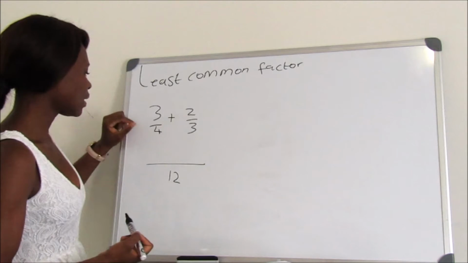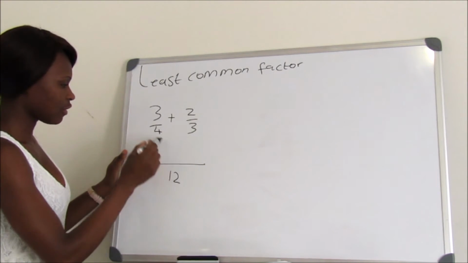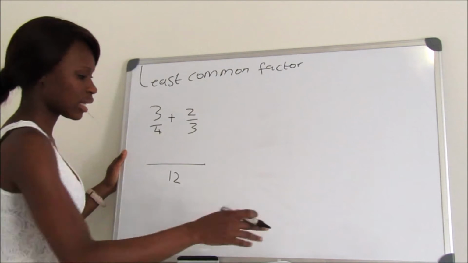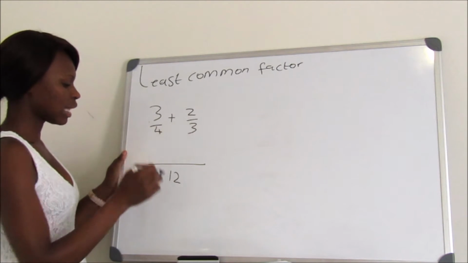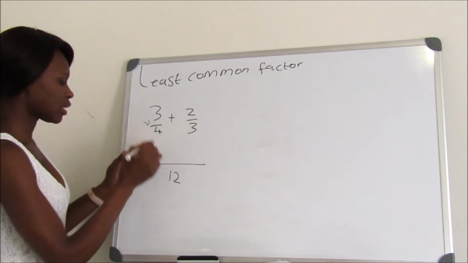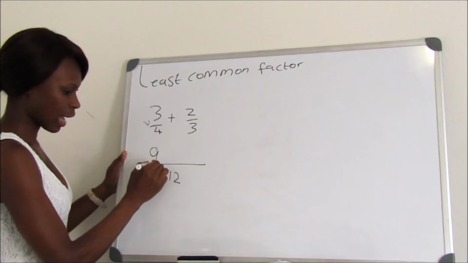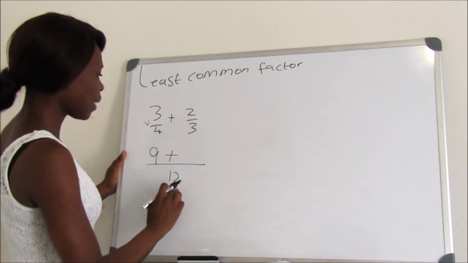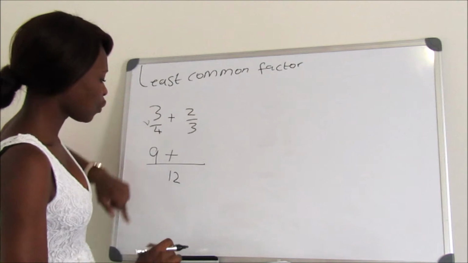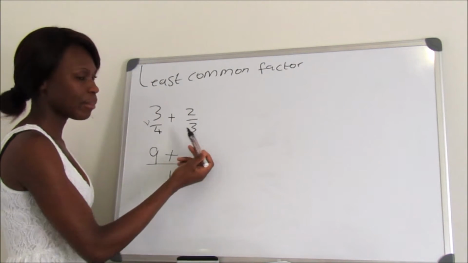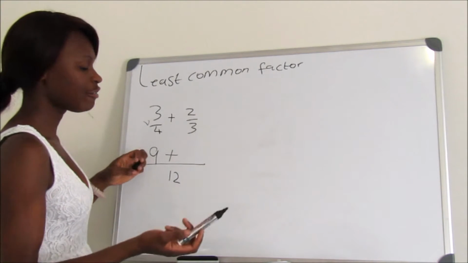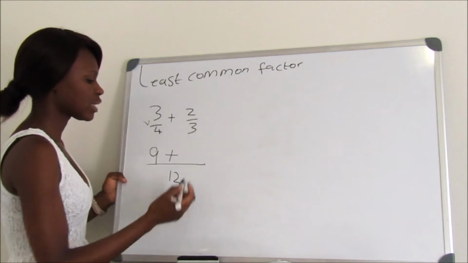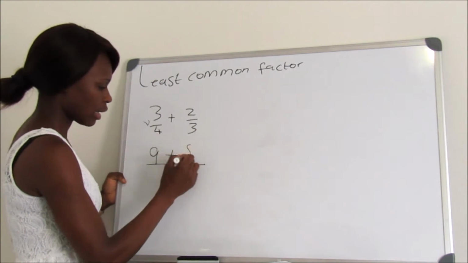And then after that, you say 12 divided by 4, it will give us 3. You multiply that 3 with the numerator, which is 3. 3 by 3 will give us 9. And the second part, with the second fraction, it will be the same thing: 12 divided by 3, the answer would be 4, and that 4 multiplied with the numerator will give us 8.